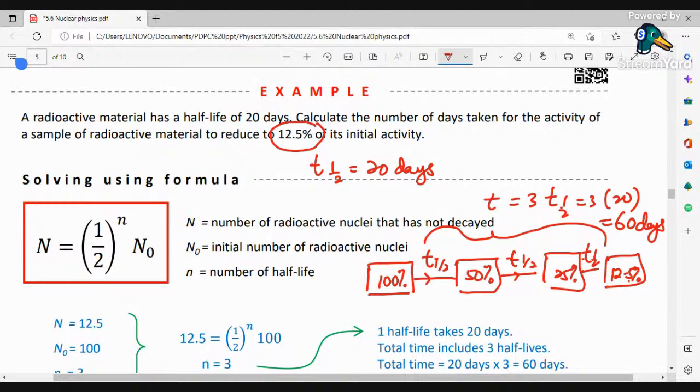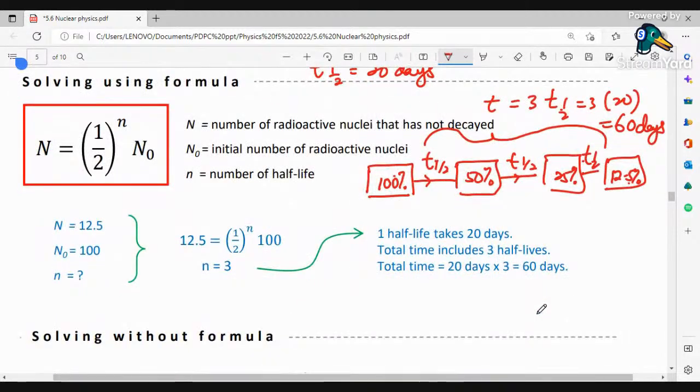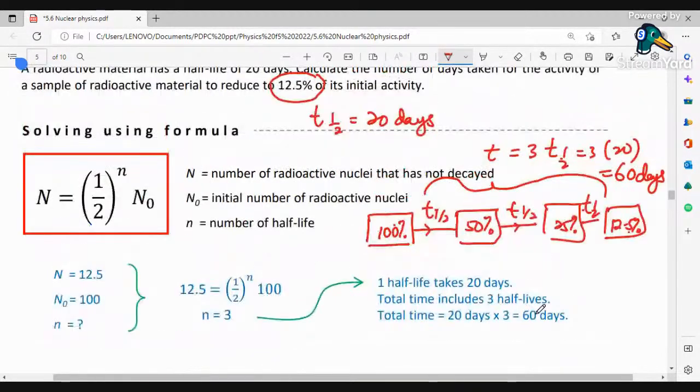Okay. So we can calculate also by using a decay series. Macam kita buat decay series tu. Okay, ini decay to half, one half-life. And this one decays to half, another one half-life. And 25% decays to half, another one half-life. So the total time taken is 3 half-lives. Okay, so we get 60 days.